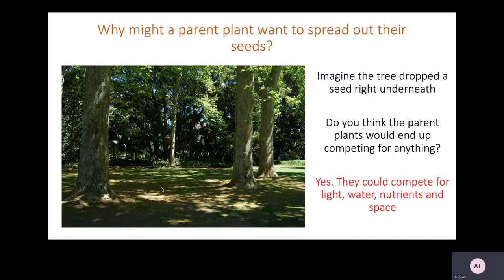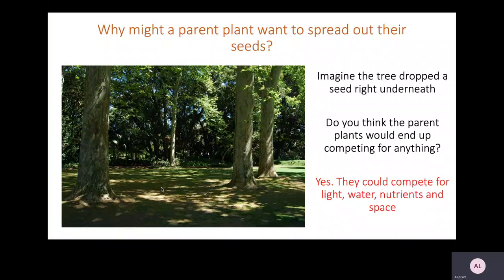Okay, so they would end up competing for stuff. If you look here in particular in this picture, you've got really tall trees. And those trees and those leaves, they block out a lot of the light. We know that one of the key things that you definitely need for photosynthesis is sunlight. Without sunlight, you're not going to get any photosynthesis. Therefore, your plant's not going to grow because it's not going to get any food. All right. So they will be competing for light, for water.